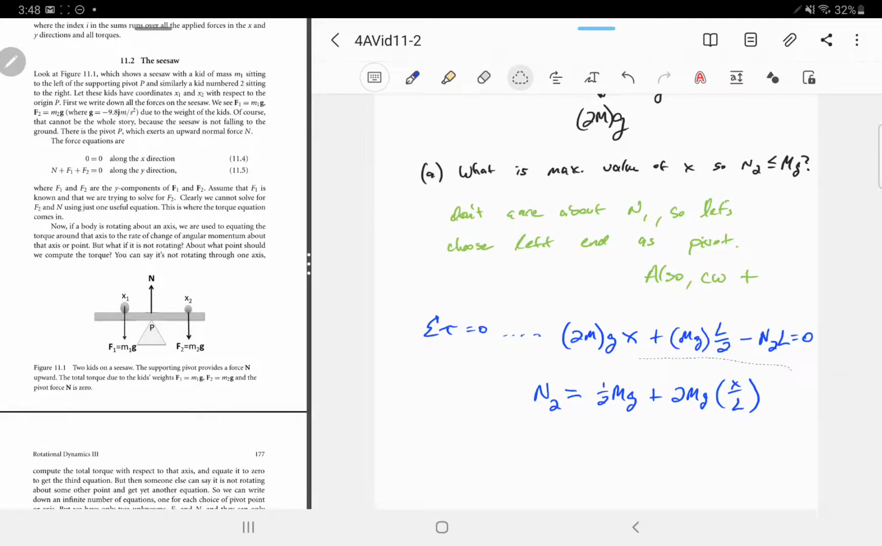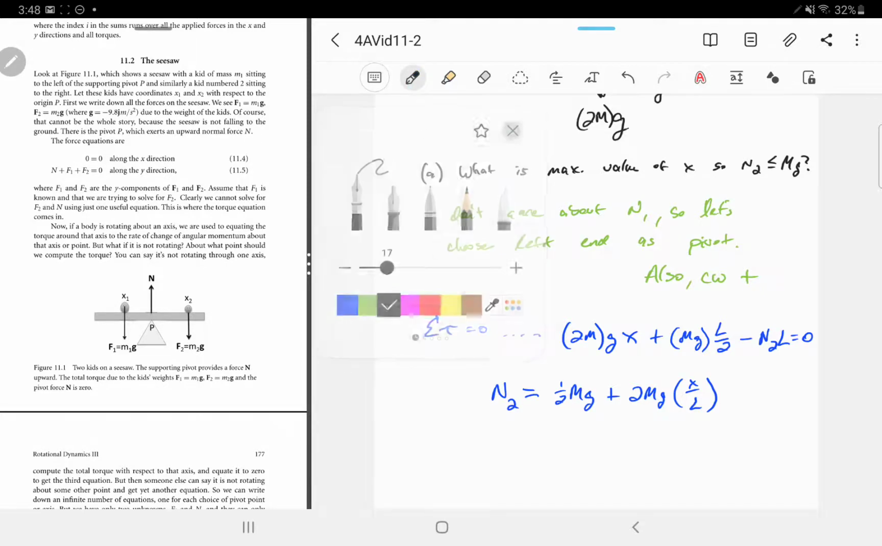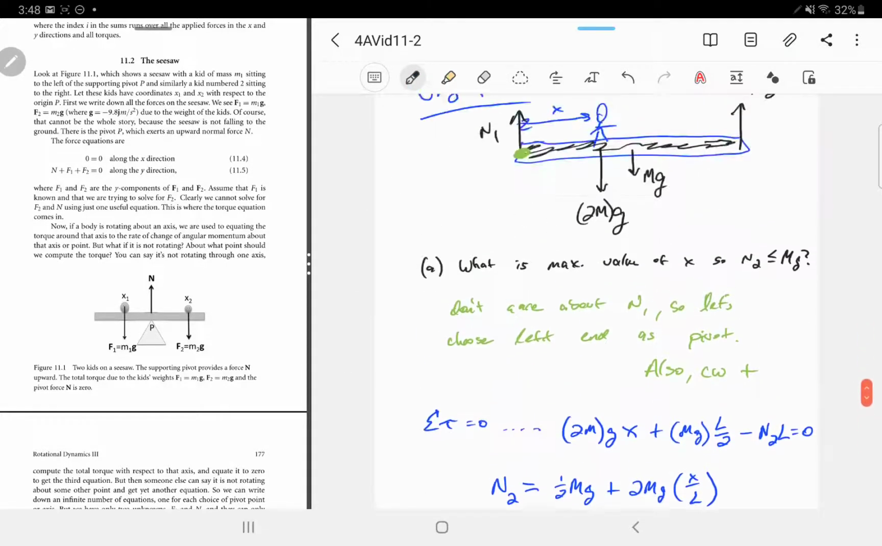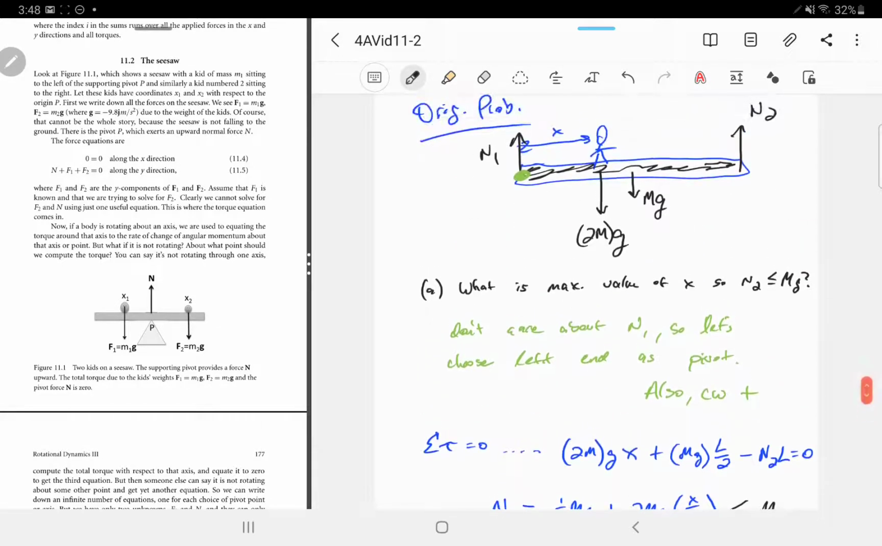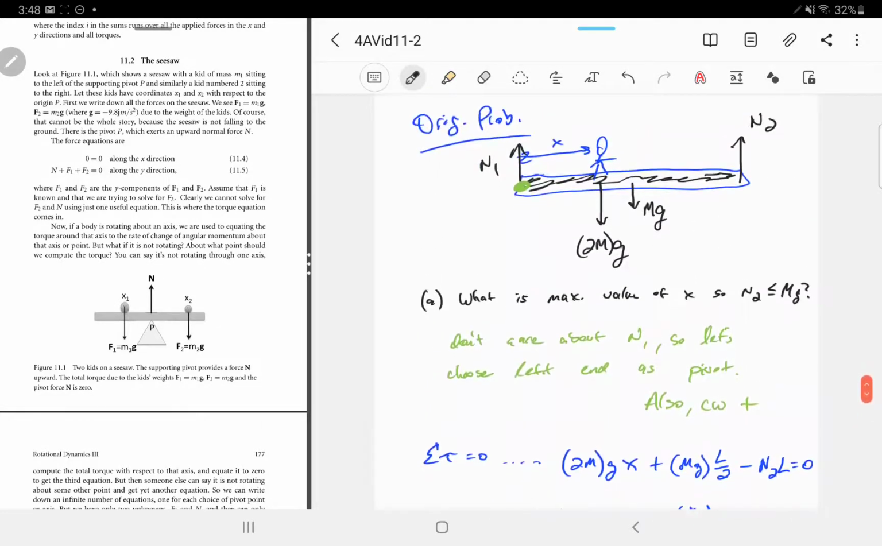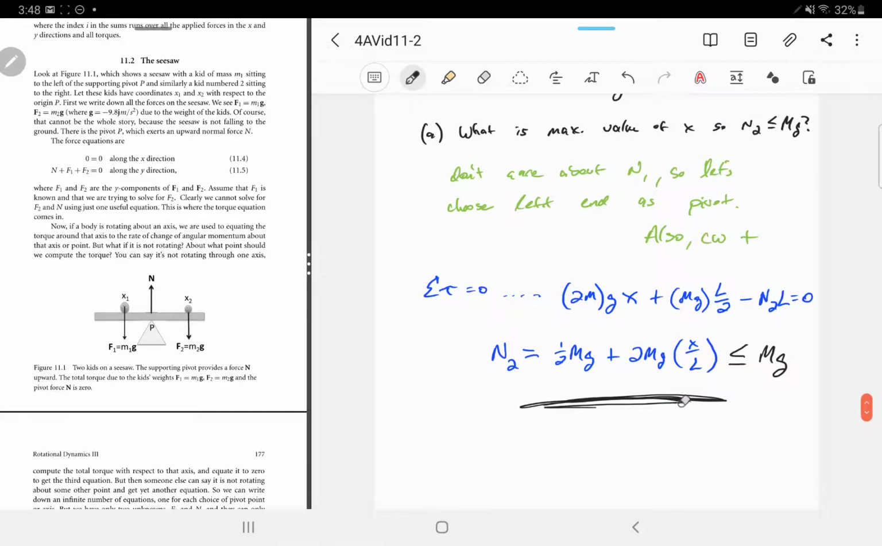And we're going to require that, as the problem statement says, we want it to be less than or equal to mg. So N2 depends on where Julia is, which makes sense. So let's see what this implies about the value of x.